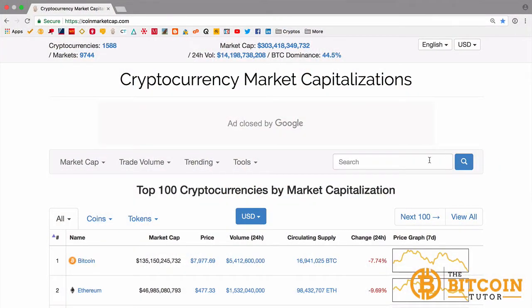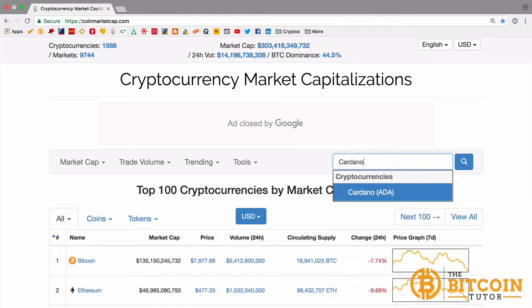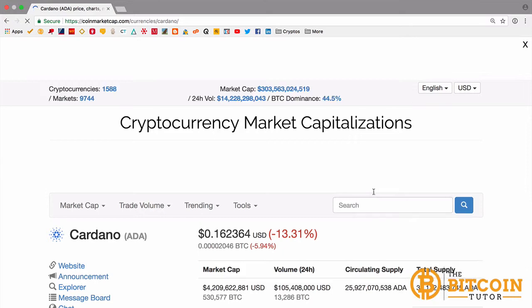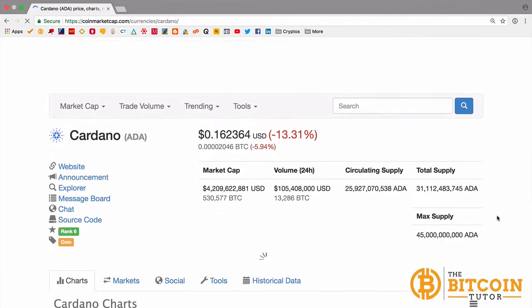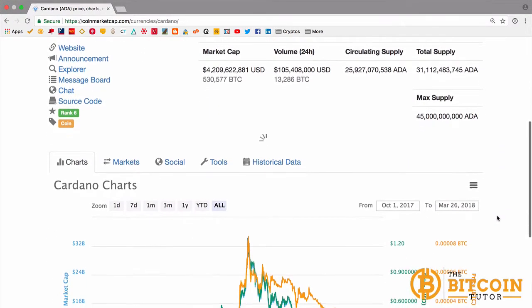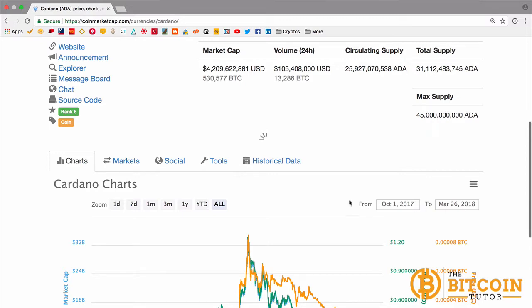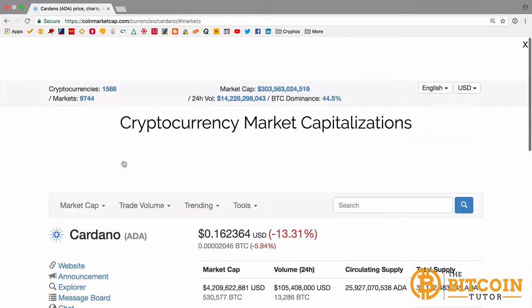First, let's open the site and search for Cardano. We can search for the name or the symbol in the search box. Then we click on the crypto. View the information available. Several links are provided and charts are displayed. Click on the Markets tab to view where Cardano is traded.